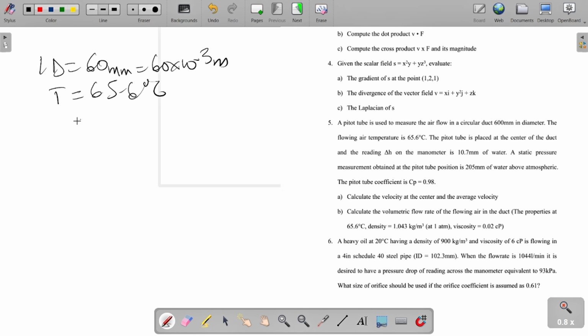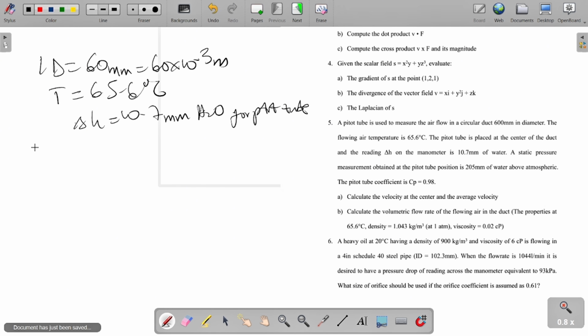So the manometer reading over there is 10.7 millimeters of water, and they give us a static measurement obtained at the pitot tube position of 205 millimeters, right? So we have the change in H, which is 10.7 millimeters of water. This is for the pitot tube. As we know, with the pitot tube we've connected a manometer across it so that we can take readings, and a manometer can be a water manometer or a mercury manometer. So we are using a water manometer over here.